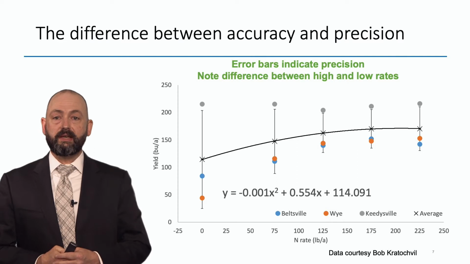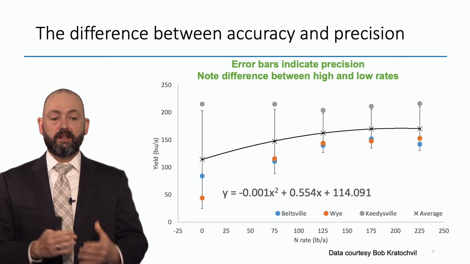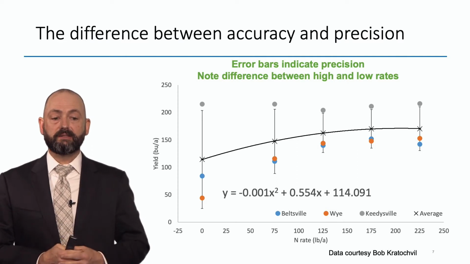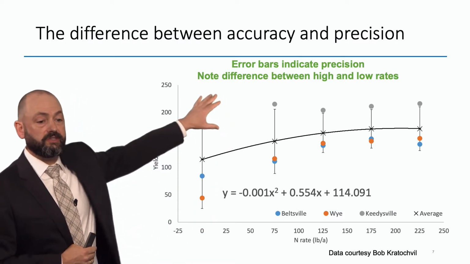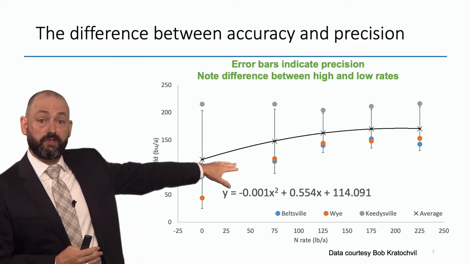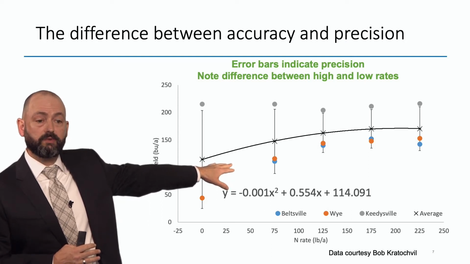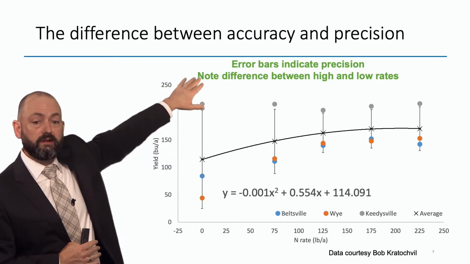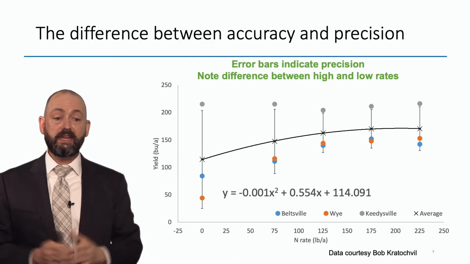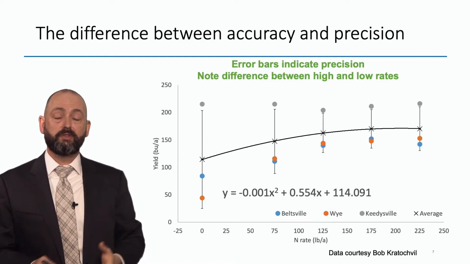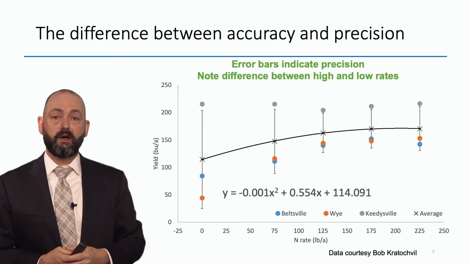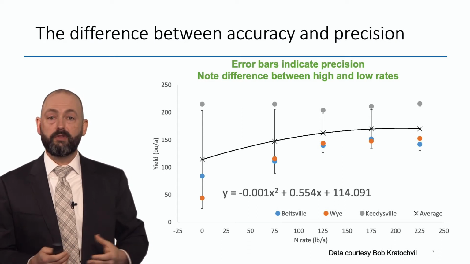And what we see is that these three sites had a very different response to nitrogen. We have two sites, the blue and the orange dots, that you can see. With 0 pounds of nitrogen, they have very low yield. That's what we expect. But we have this one spot up here, the Keedysville site, that achieved over 200 bushels per acre with no nitrogen, actually 215 bushels per acre of corn yield with no nitrogen added.